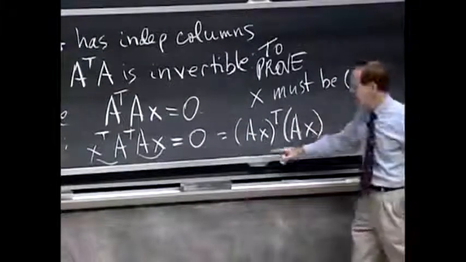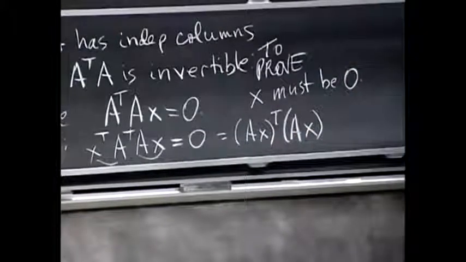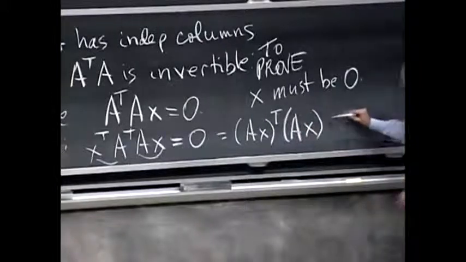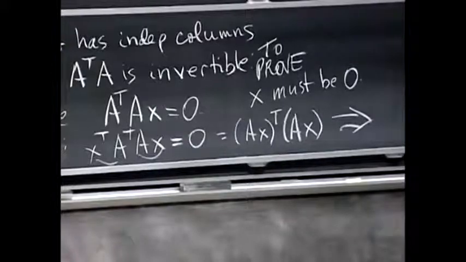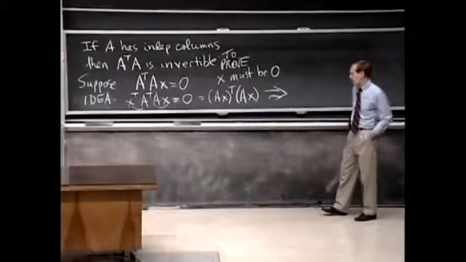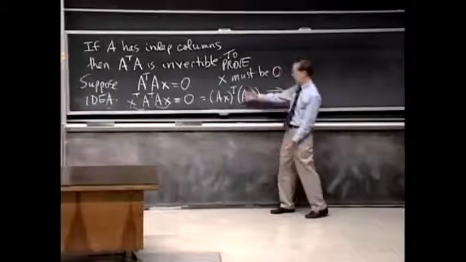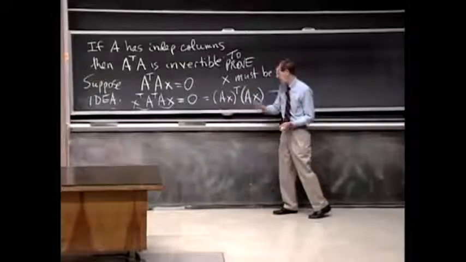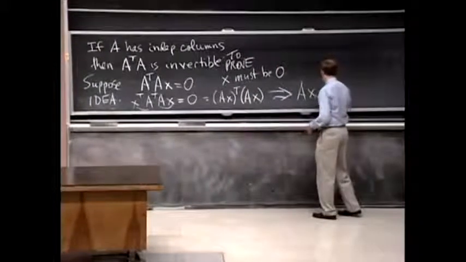Now, if A X transpose A X, let's call it Y, if Y transpose Y is 0, what does that tell me? That the vector has to be 0, right? This is the length squared. That's the length of the vector A X squared. That's A X times A X. So I conclude that A X has to be 0.